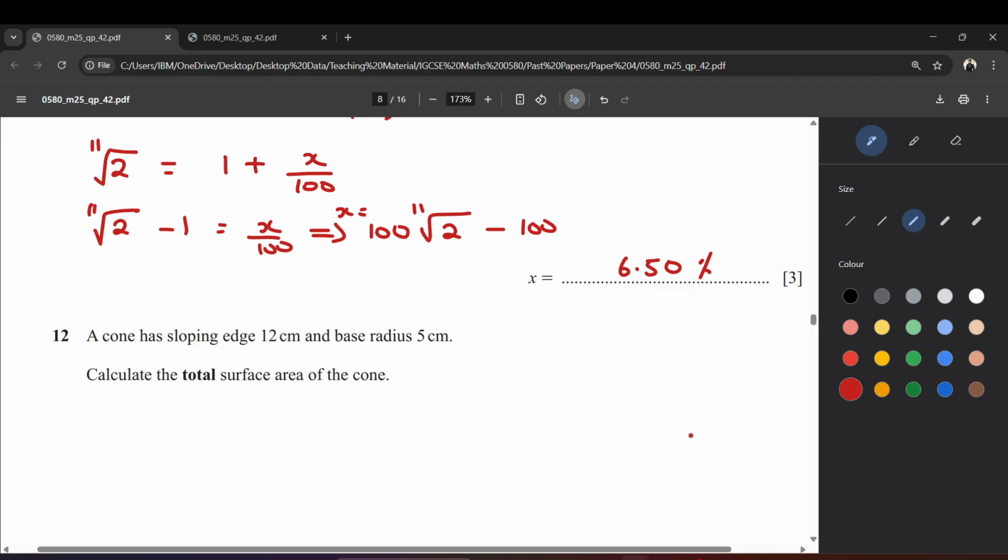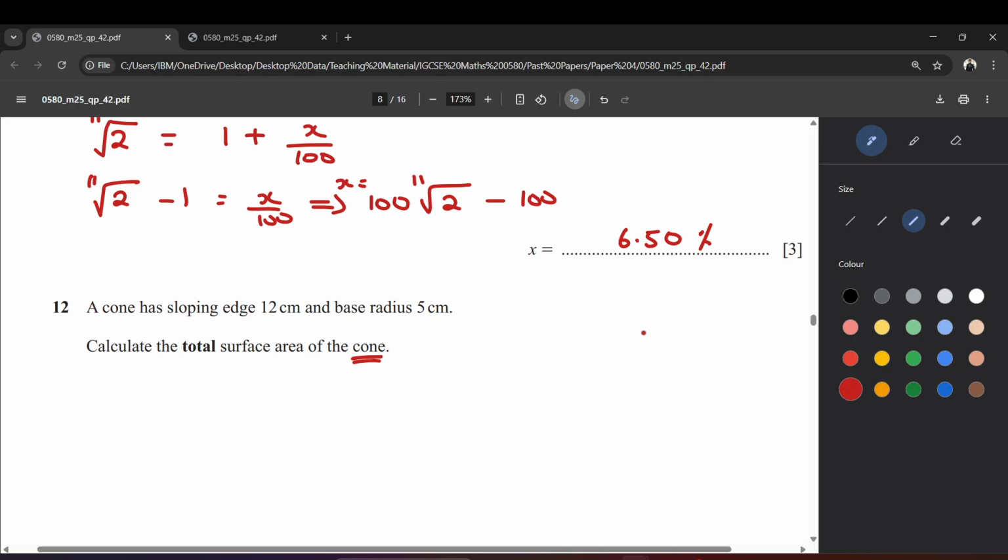All right. Number 12. A cone has sloping edge 12 centimeters and base radius 5 centimeters. Calculate the total surface area of the cone. Okay, so the question is about the cone, right? So let me first make a quick sketch of it. The sloping edge basically means the slant height. Okay, so that is 12 centimeters, and this is also 12 centimeters. The base radius, that is 5 centimeters.